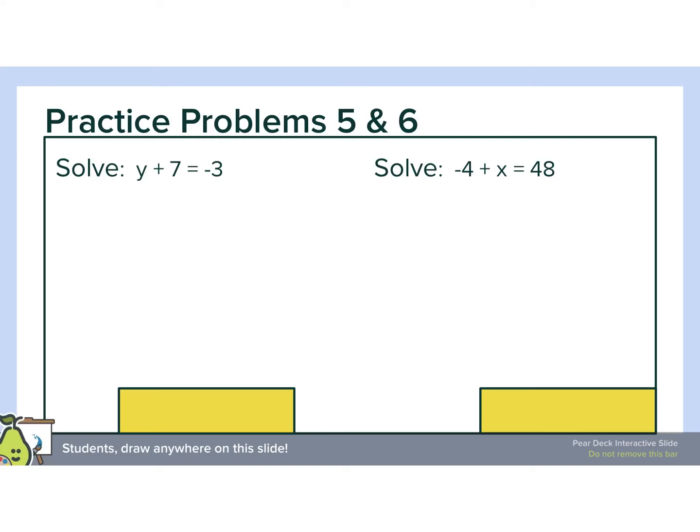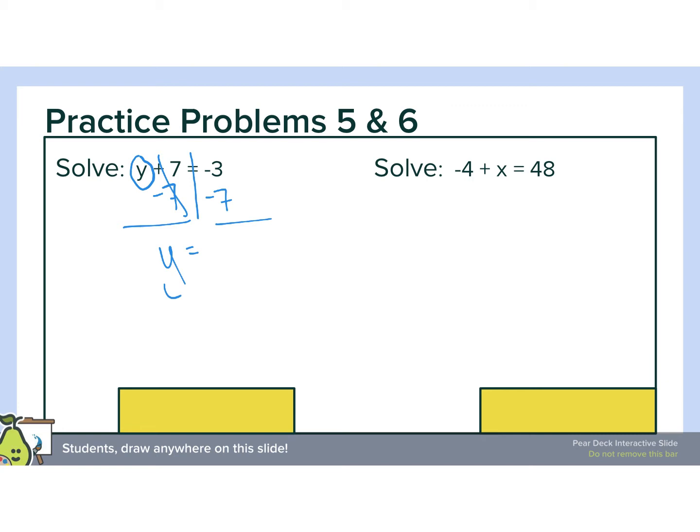Last two practice problems. I want the y by itself. This positive 7 has to go. How do we get rid of positive 7? Subtract 7. The 7's cancel each other out. Bring down the y. Negative 3 minus 7.